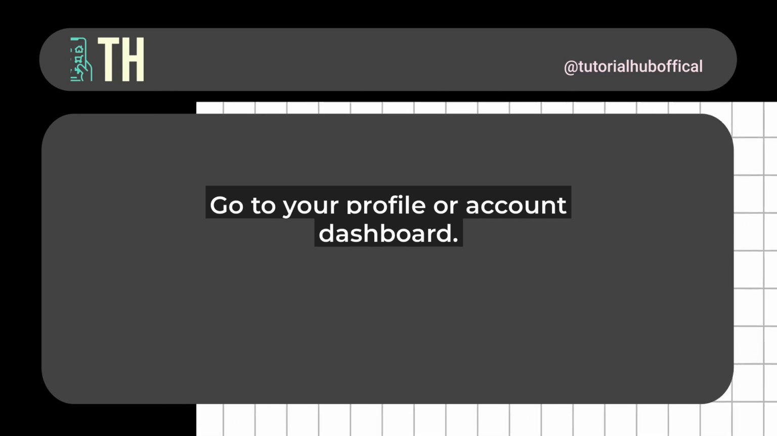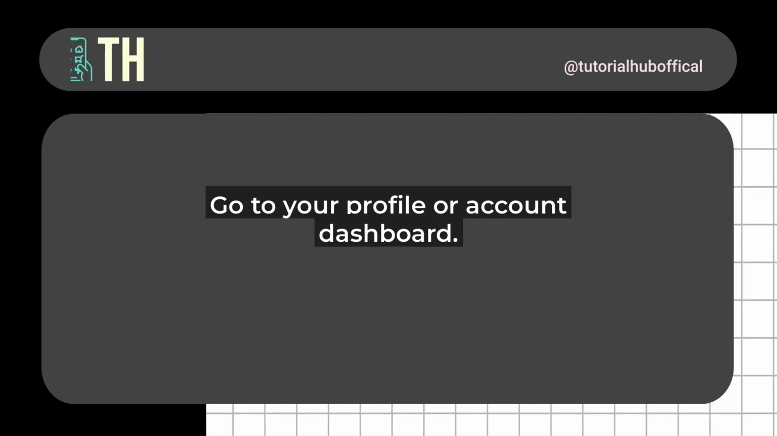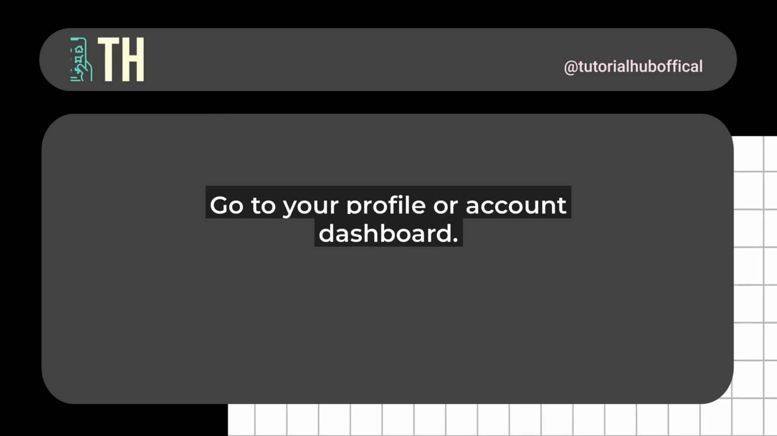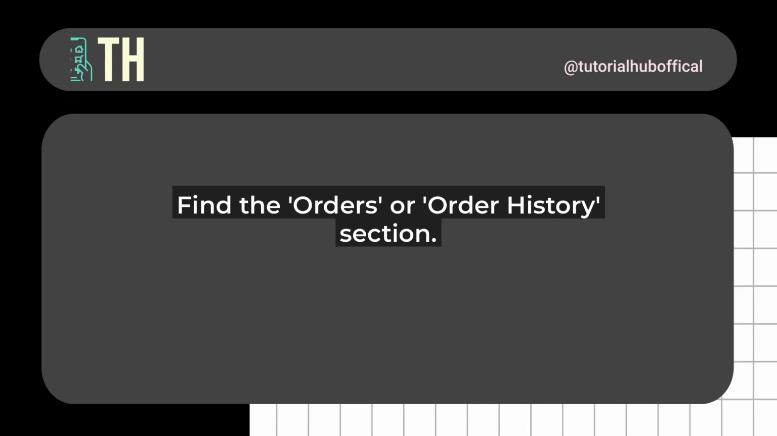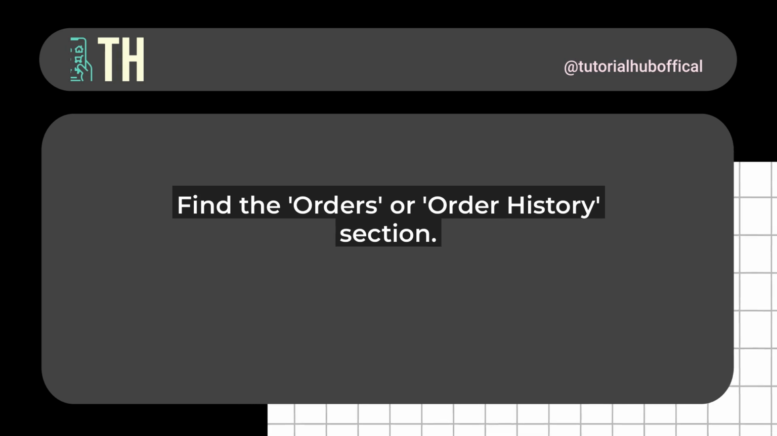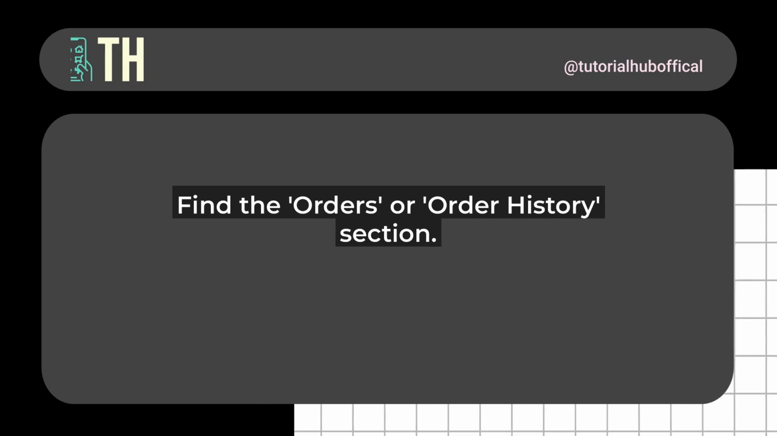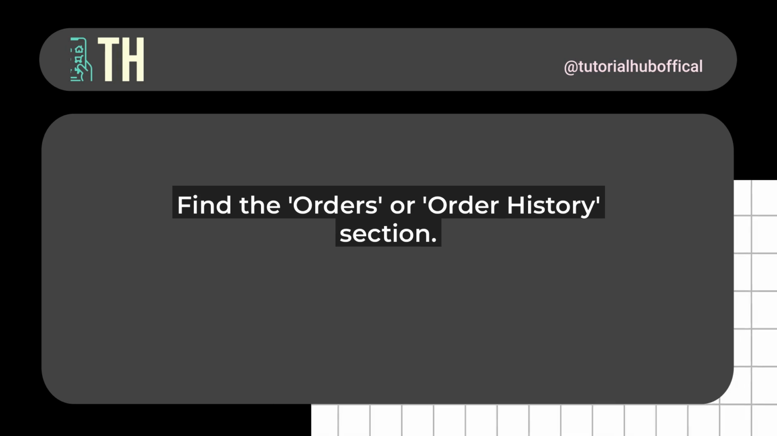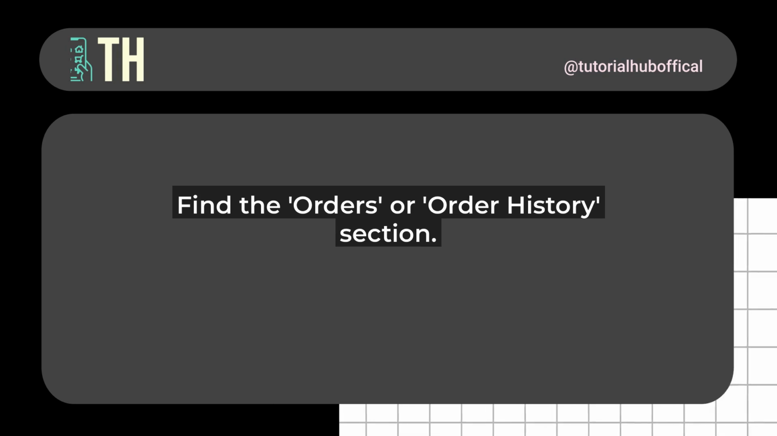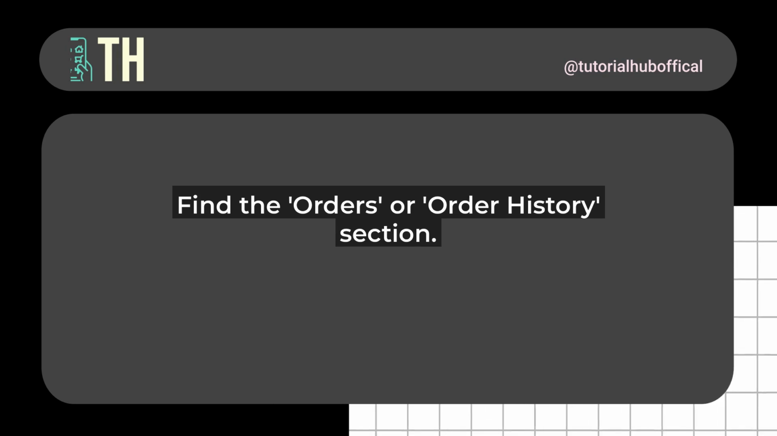Once you're logged in, navigate to your profile. In the Shein app, tap on the person icon or My Account at the bottom of the screen. On the website, look for the user icon in the top right corner and click on it. This will take you to your account dashboard, where you can see all your personal details.